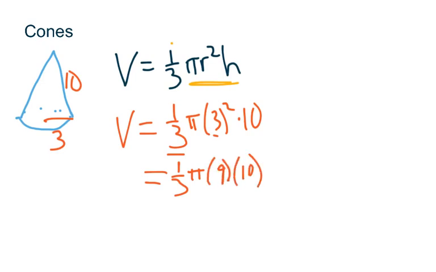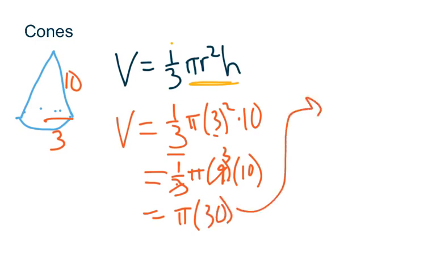Now if we want to, we can start mixing the numbers. So 1/3 times 9 goes away, becomes a 3. And so we're looking at pi times 30. You multiply that by 3.14, or 30 times 3.14, and we end up getting the volume is equal to 94.2 units cubed. So the only difference with cones is that we have to multiply by 1/3 at the very end. All right. Pyramids, guess what?